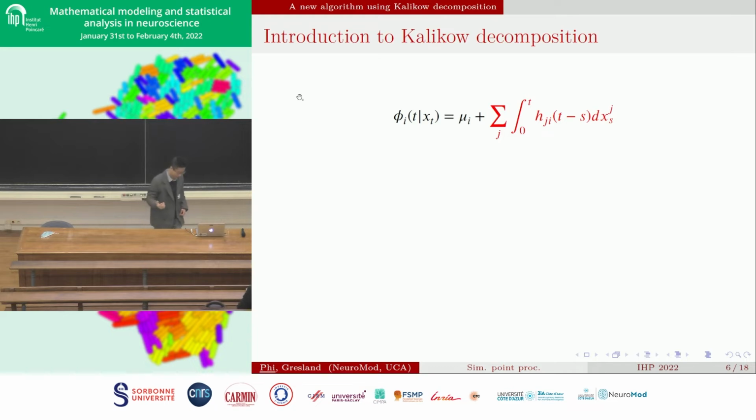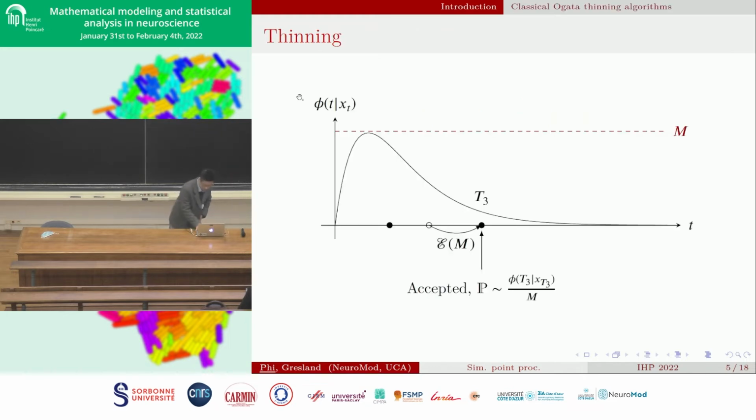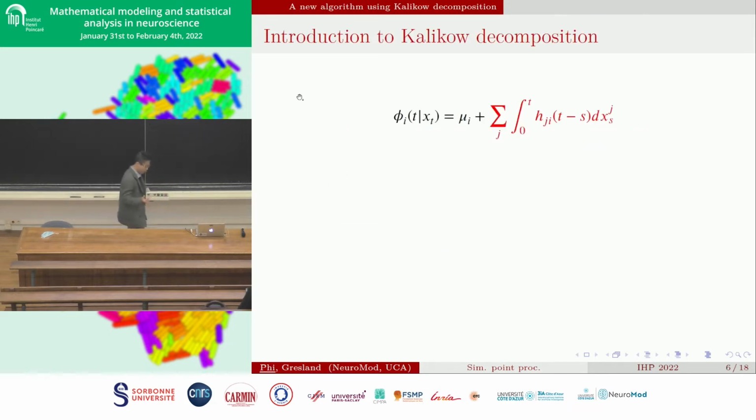Now we need one more ingredient for the new method, and here I would like to introduce the Kalikov decomposition. Let's consider, for example, the linear Hawkes process. Let's go back one more time to this. You see that at each time you need to compute the intensity function. With the linear Hawkes process, if you have a complete graph with a huge number of neurons, calculating this red term here will be very expensive.